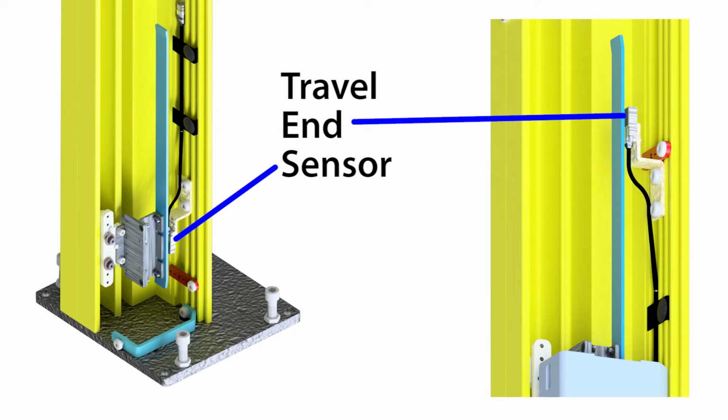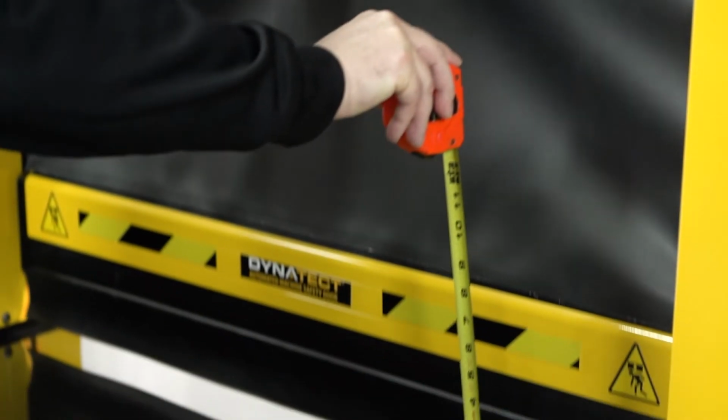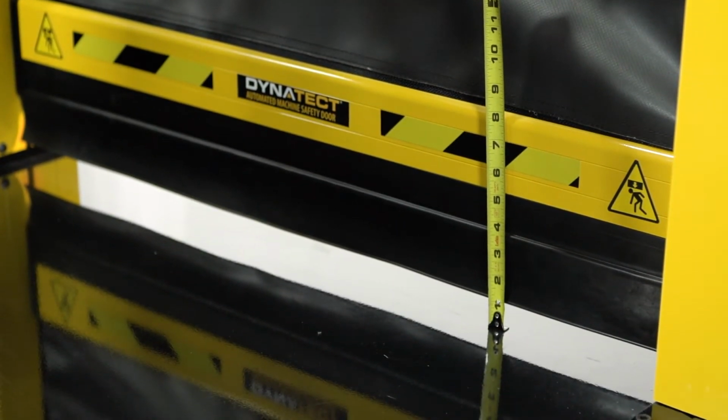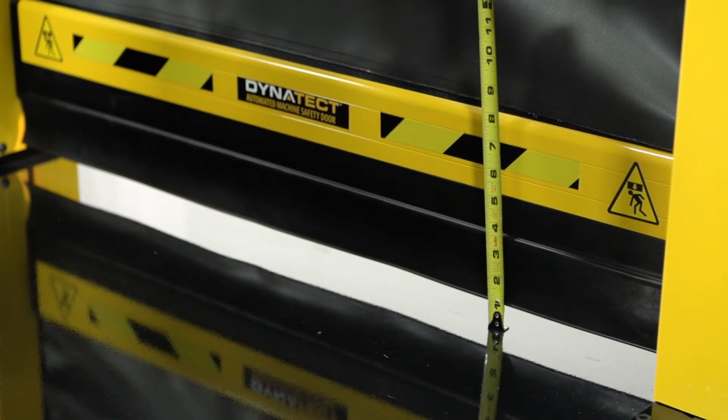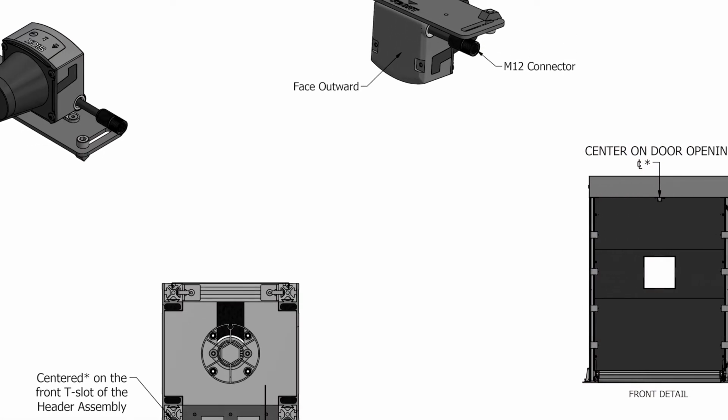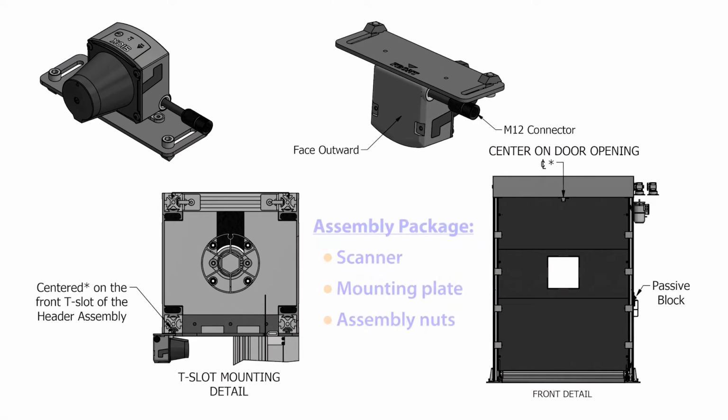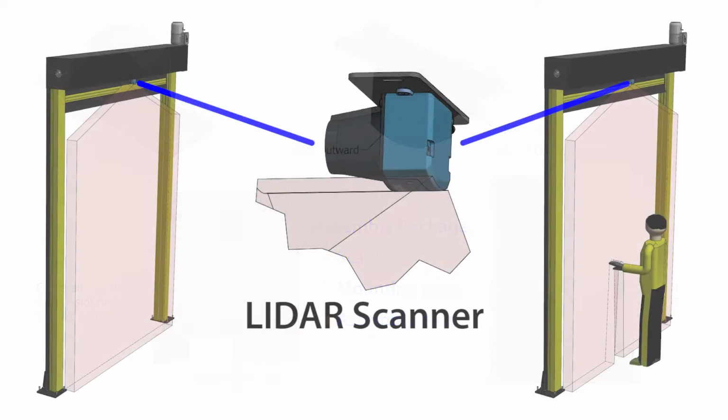Travel end sensors are proximity switches that are standard with every door. They stop the door at adjustable open and closed positions. The LiDAR scanner option is mounted to the center of the header assembly. Any intrusion into the entire travel path of the door will be detected, triggering a door stop or an auto reverse to avoid or minimize any impact force.